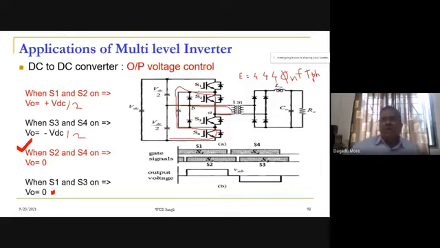So when S1, S2 are on, the transformer applied voltage will be plus VDC by 2. When S3, S4 are on, the transformer voltage applied will be minus VDC by 2. Whenever S2, S4 are on, it is 0, and when S1, S3 are on, it is 0. Now here S1 and S4 are complementary, and S2 and S3 we make complementary: 180 degrees S2 is on, 180 degrees S3 is on.